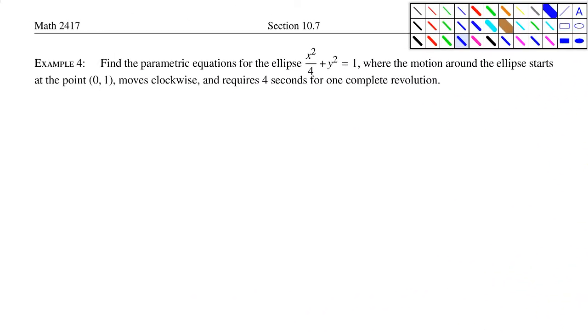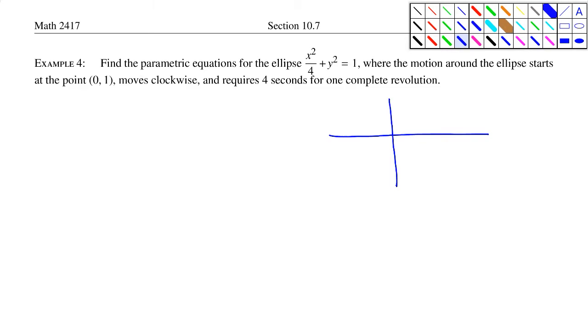Example number 4. Find the parametric equations for the ellipse x squared over 4 plus y squared equals 1, where the motion around the ellipse starts at the point (0, 1), moves clockwise, and requires 4 seconds for one complete revolution. All right, let me draw us a little picture here.